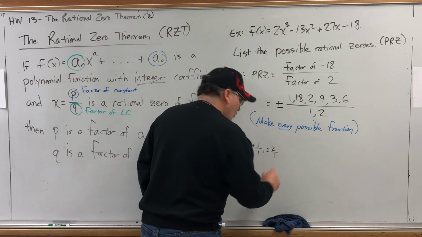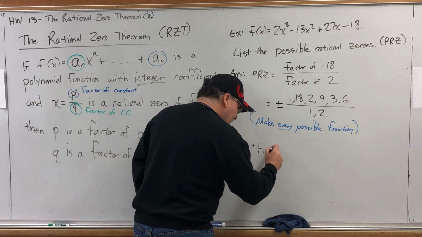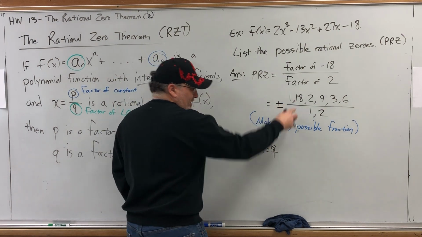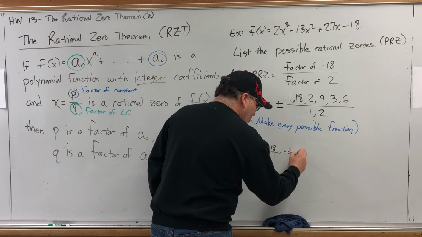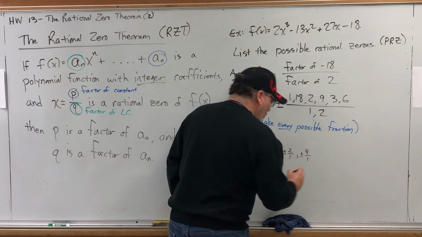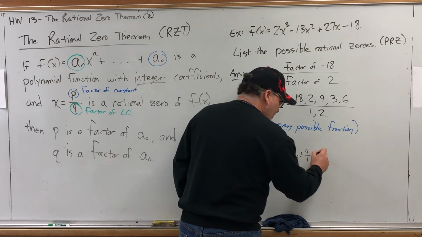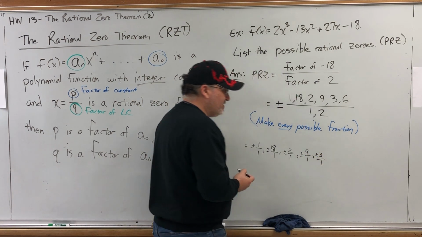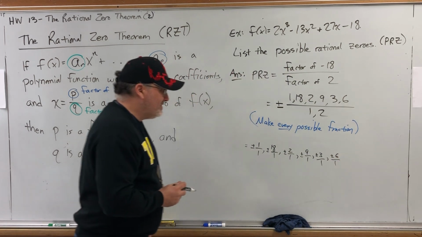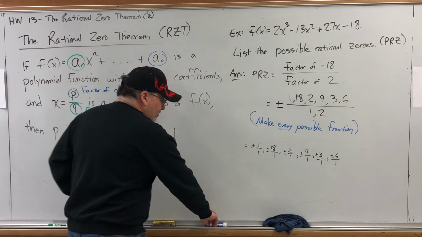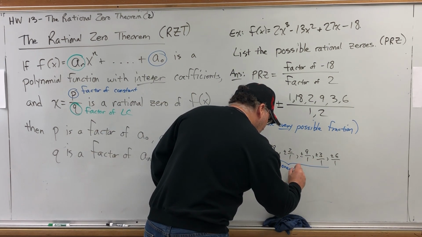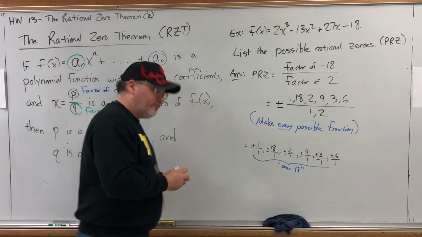Plus or minus 18 over 1, in my brain I've already put them in order. That's the second numerator. Plus or minus 2 over 1, that's the third numerator. Plus or minus 9 over 1, that's the fourth numerator. Plus or minus 3 over 1, that's the fifth numerator. And plus or minus 6 over 1, that's the sixth numerator. These are what I casually call my over 1s, because they're all over 1.